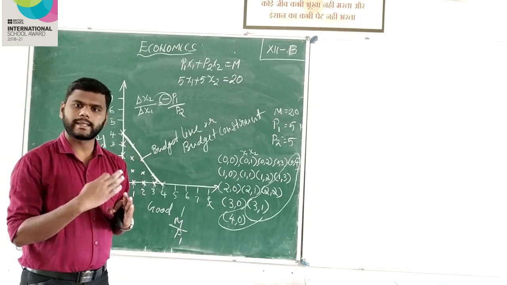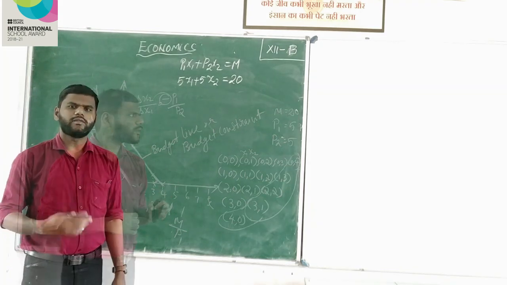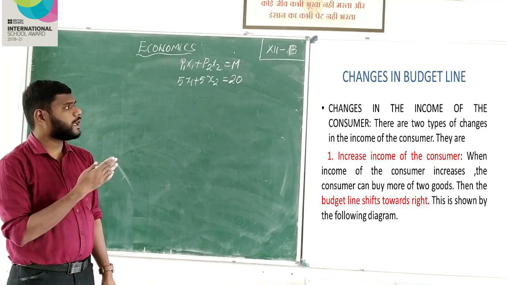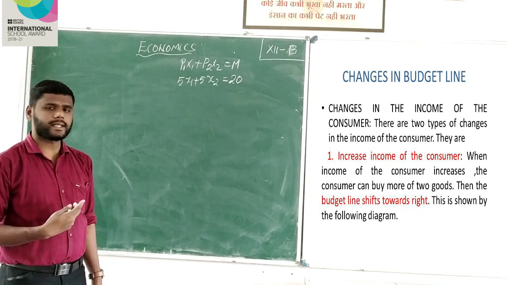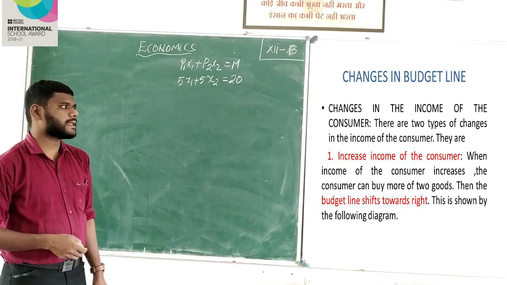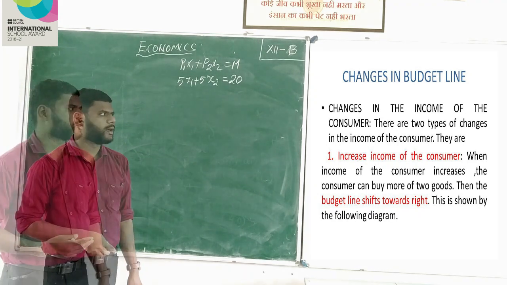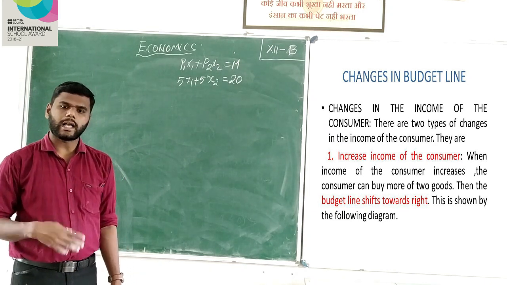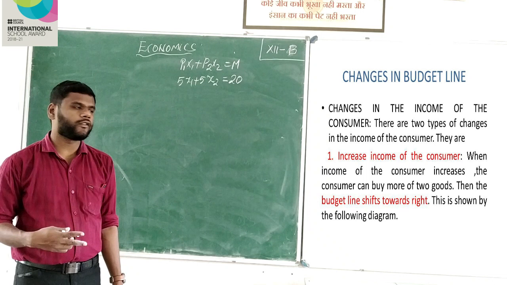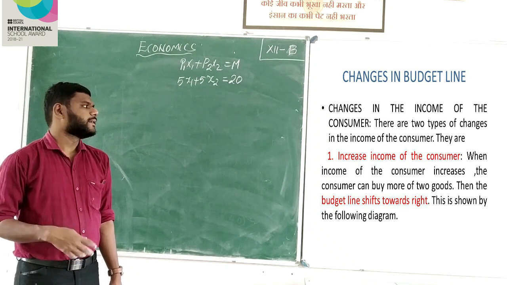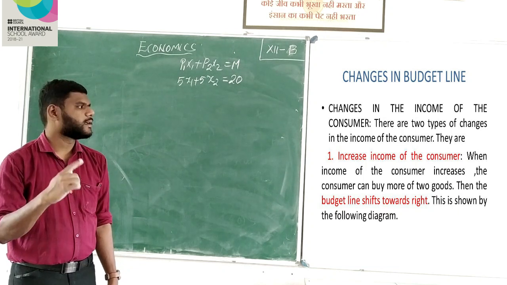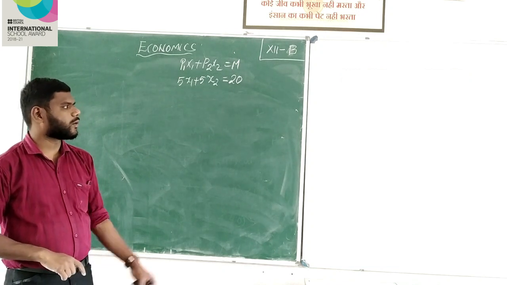Okay, now we will discuss with an example. So we will check what happens to the budget line if income changes. The first change, that is, increase in the income of a consumer. When the income of a consumer increases, the consumer can buy more of the two goods. Then the budget line shifts towards the right. This is shown in the following figure.